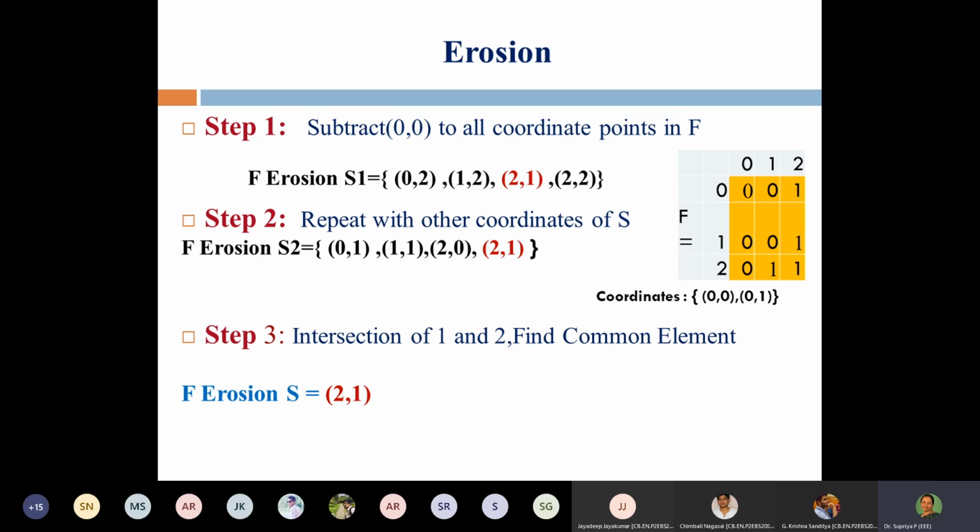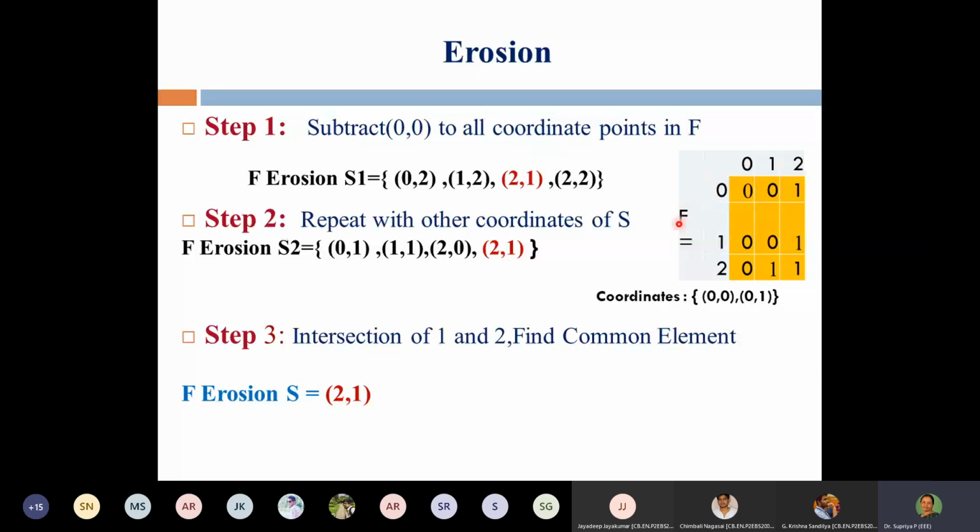What is going to be the erosion? Erosion is a basic process wherein what we are doing is almost similar to what was happening in the dilation case. Instead of addition, subtraction is going to take place, and instead of union, intersection is going to take place. So let us go on with the same case.